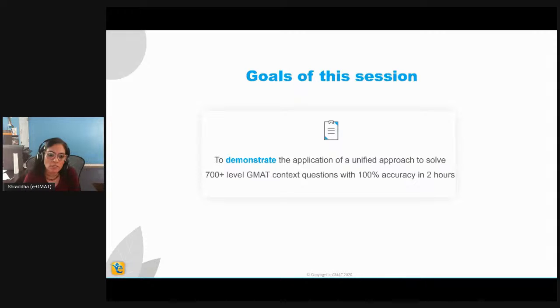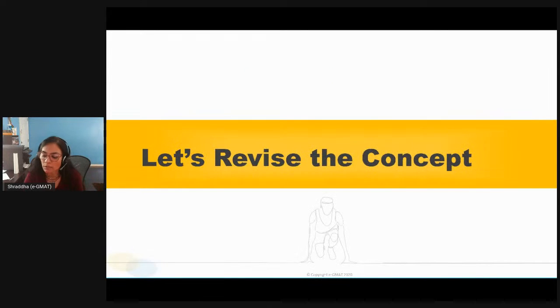Now, in this session, the primary goal is to show you the application of one unified approach, which we call at EGMAT the meaning-based approach, or EGMAT three-step meaning-based approach, to solve 700-plus level questions. And this approach not only works on modifier questions, but every single question that we may come across. So we will solve all the questions in this session using this approach.